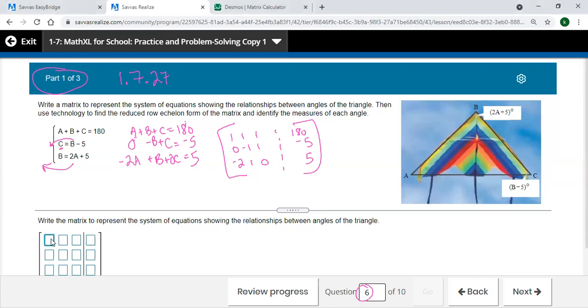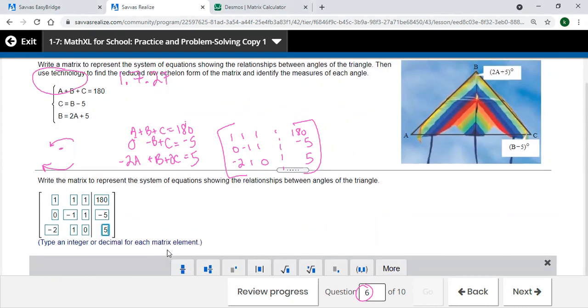So I've got 1, 1, 1, 180. Second row, 0, negative 1, and then a negative 5. And the third row, negative 2. I hate that I have to click in each of these boxes. I wish it would let me just arrow over, but it doesn't. So a lot of boxes to fill in. Makes me feel like I could easily get something wrong, even though I did it right.